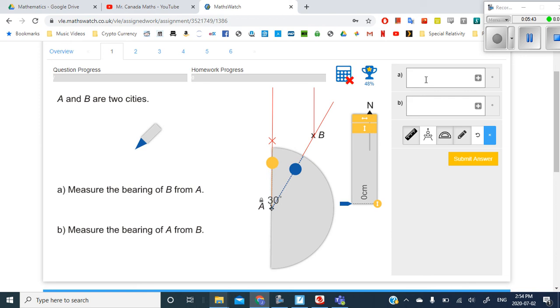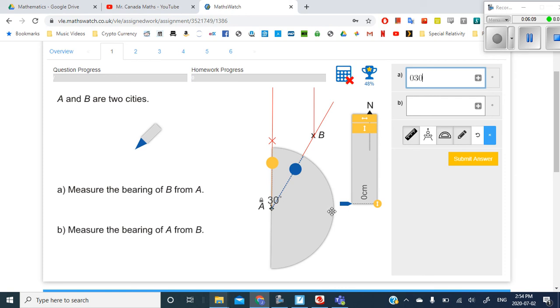So right here, it's 30 degrees, but because it's a bearings problem, it has to be three-digit, right? So 030. The reason why is because in real life, air traffic controllers and stuff like that, they just say three numbers. They don't say degrees, so they're always expecting three numbers. So it'll be 030.